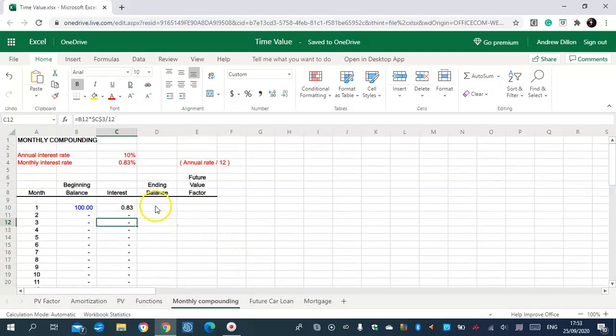Okay, so for now I'm going to stop right here and then continue to finish up the other sheets and this sheet in the next video.